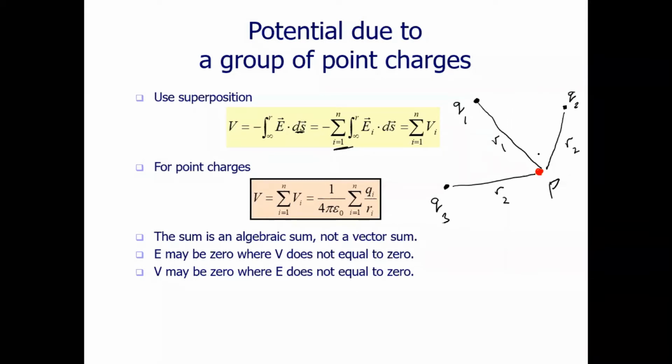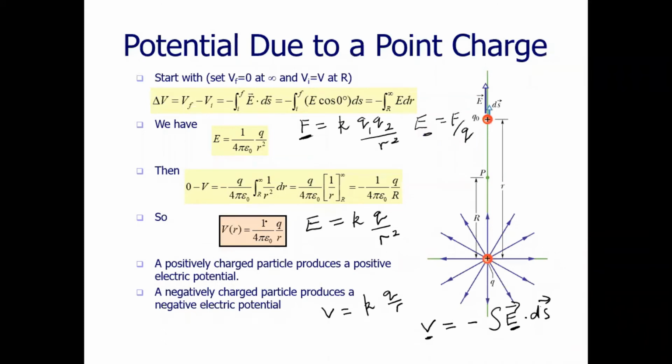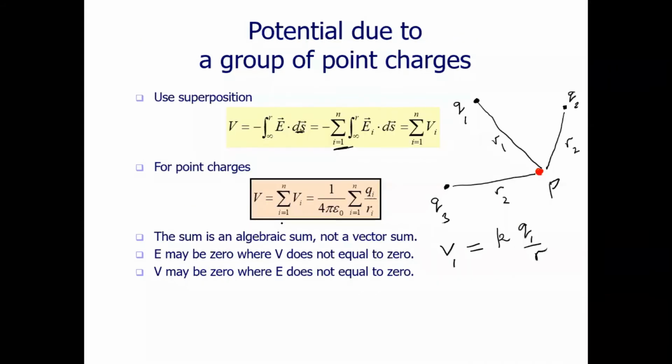So if I find V1, V1 can be written as K times Q1 over R1. Remember from our equation for potential, this is nothing but K times Q over R. So in this case, this is V1, and then V2 can be written as K times Q2 over R2. I can also write an equation for V3. And then the total potential at that particular point will just be the sum of V1 plus V2 plus V3.